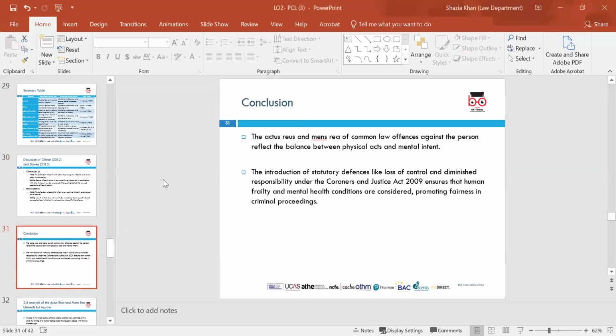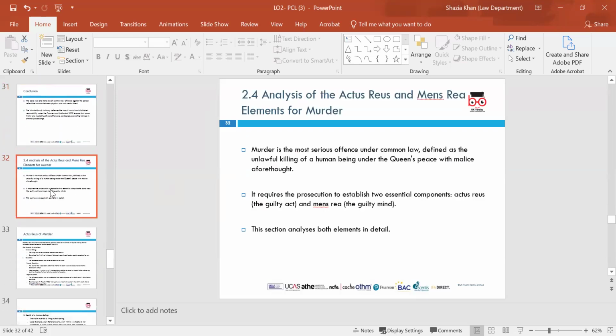So in conclusion, the actus reus and mens rea of common law offences against the person reflect the balance between physical acts and mental intent. The introduction of statutory defences like loss of control and diminished responsibility under the Coroners and Justice Act 2009 now ensures that human frailty and mental health conditions are considered, promoting fairness within criminal law proceedings. So, analysis of actus reus and elements of mens rea as defined in the elements of murder.